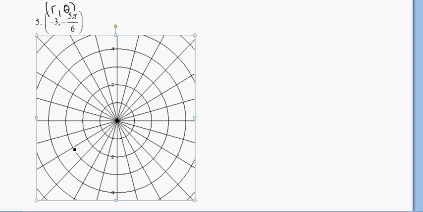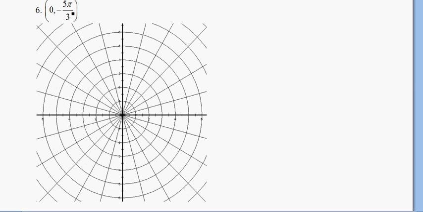But then since it's a negative radius, I need to go 180 degrees or pi radians around. Either direction doesn't really matter, but that dumps me back into the first quadrant. So I want to do the pi over 6 angle that's in the first quadrant, which is this one here. I want to make sure that I'm a radius of 3 out. So that's this point right here. So this is negative 3, comma, negative 5 pi over 6.